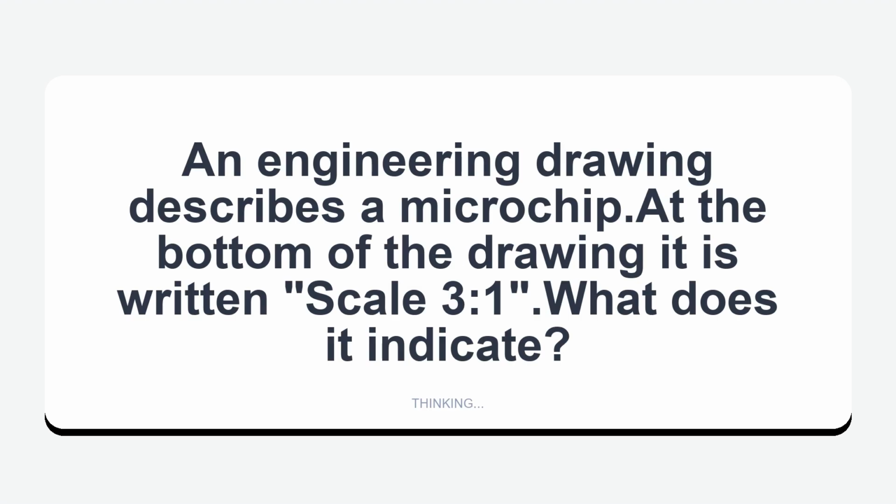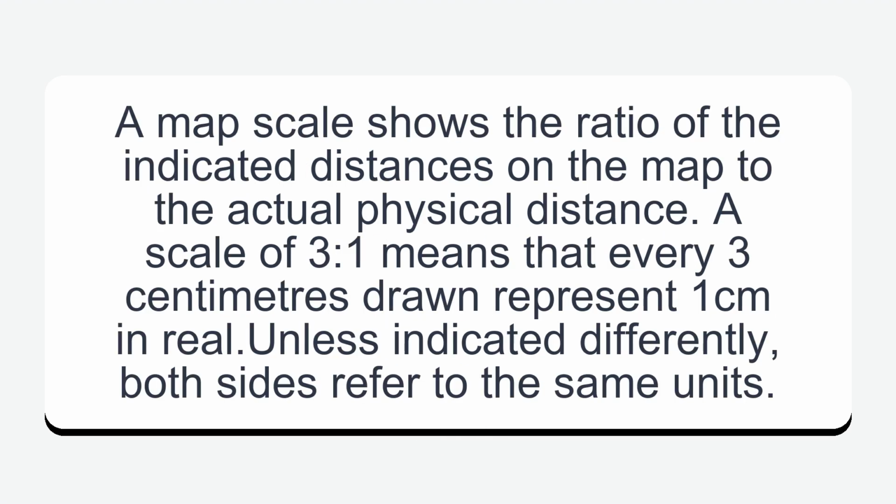An engineering drawing describes a microchip. At the bottom of the drawing it is written, scale 3:1. What does it indicate? A map scale shows the ratio of the indicated distances on the map to the actual physical distance. A scale of 3:1 means that every 3 centimeters drawn represent 1 centimeter in real, unless indicated differently. Both sides refer to the same units.